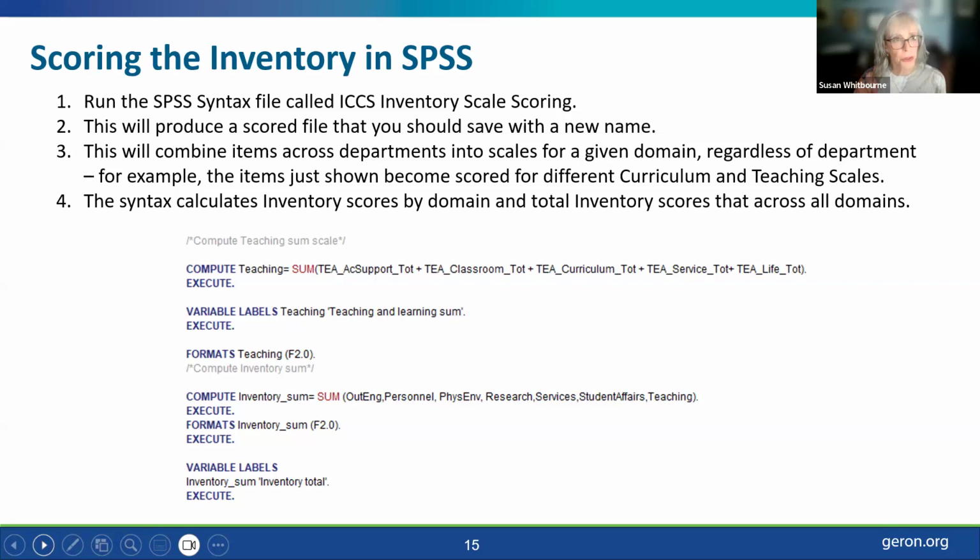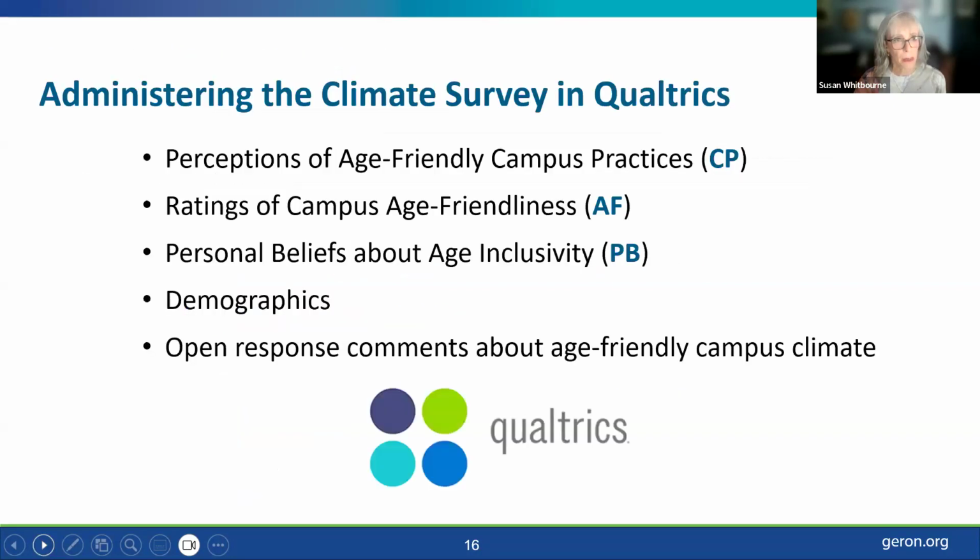Okay, let's turn to the next slide, which is going to take you through administering the climate survey in Qualtrics. So all this can be going on simultaneously. Of course, you don't have to do this one step at a time. In fact, it might be more efficient if you combined steps here. But here are the parts of the survey.